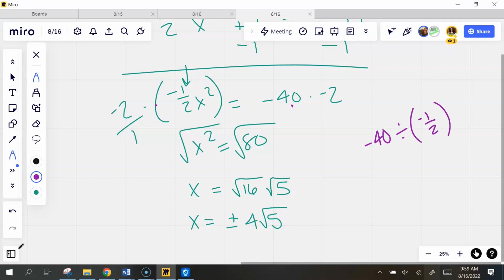Put this in parentheses. So if you don't do parentheses, it just goes left to right.